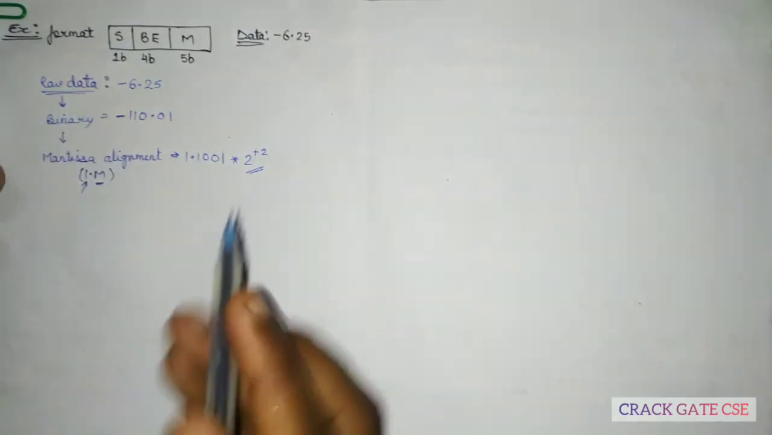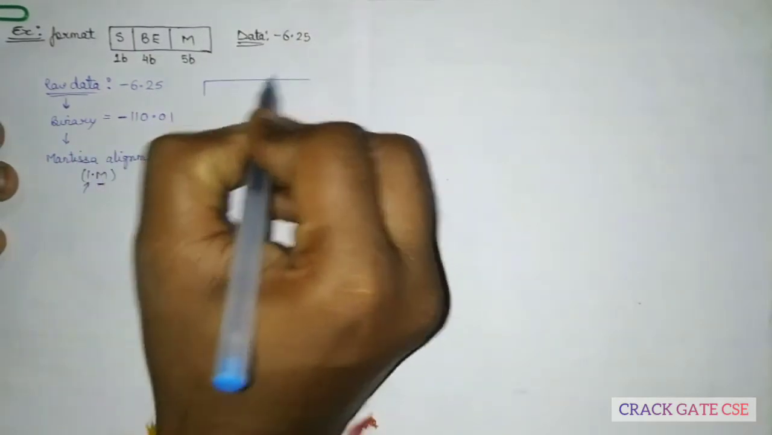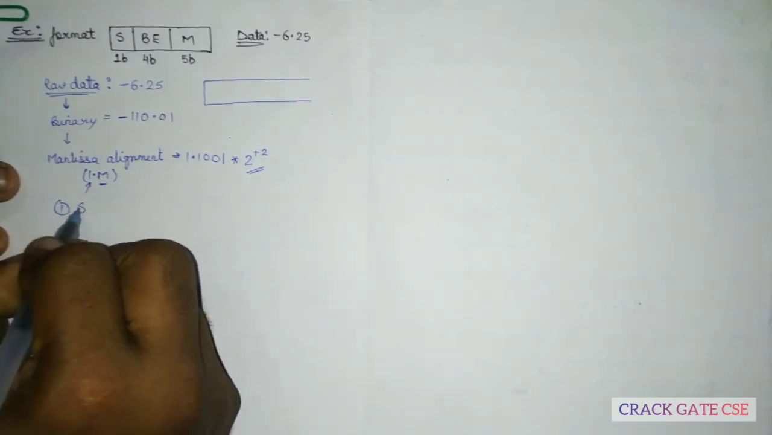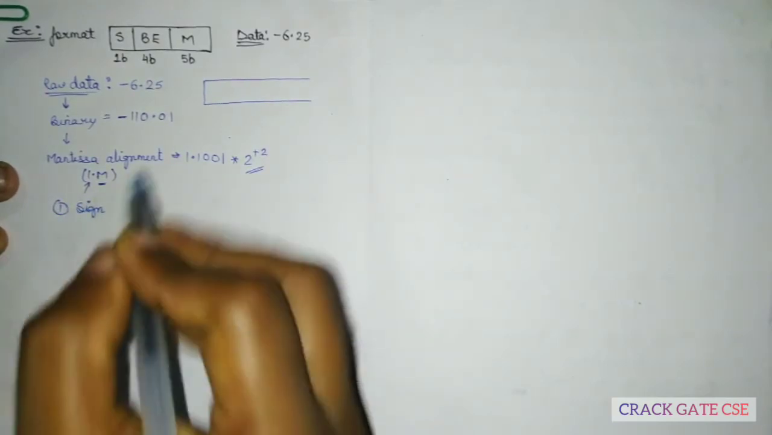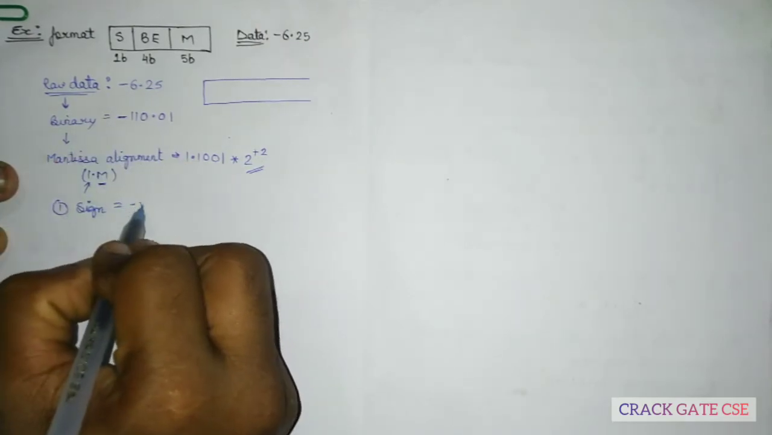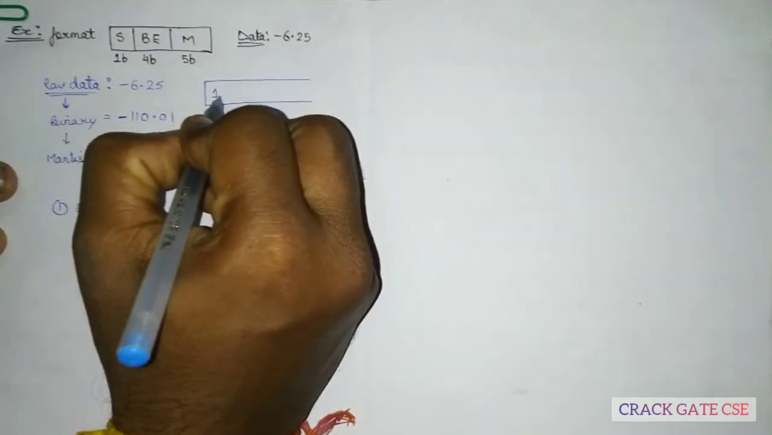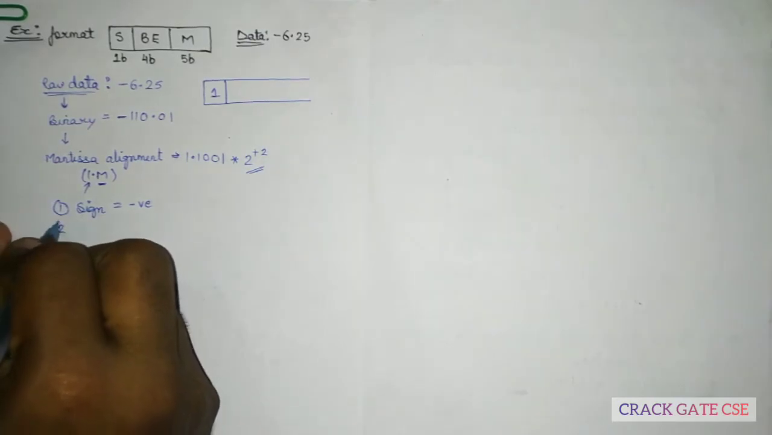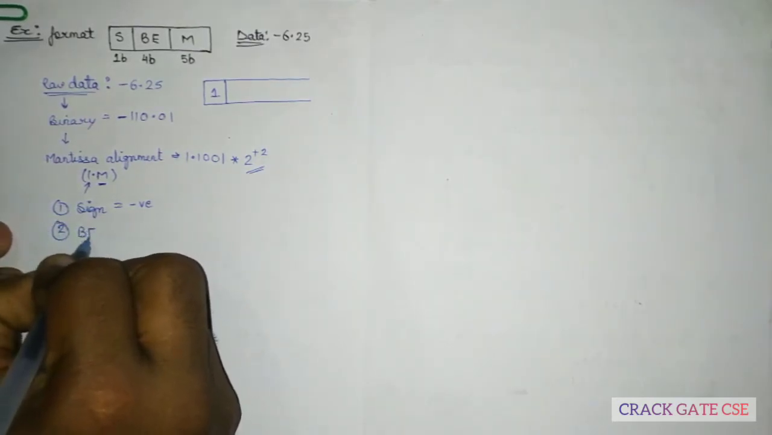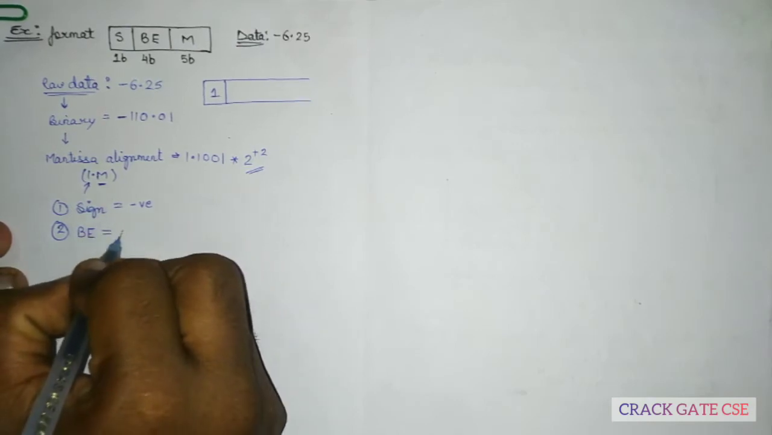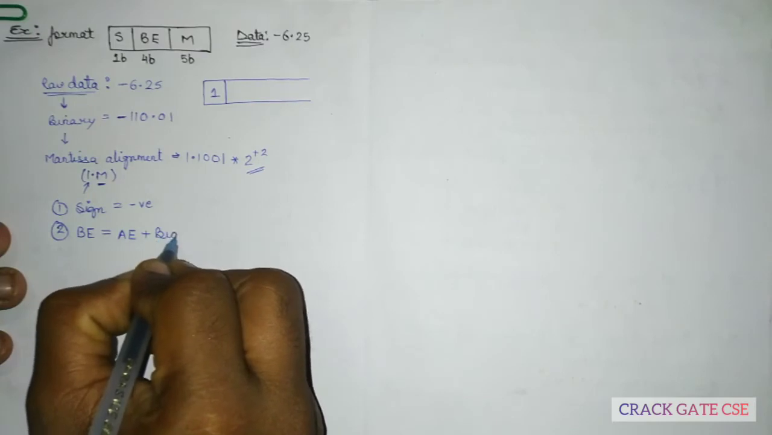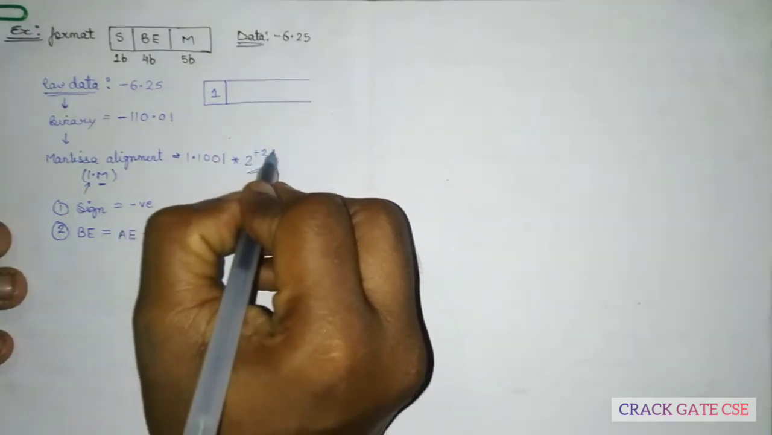So what is the format given? Let me draw the format over here. The first thing you need to take care of is the sign. The sign is negative, and negative means we have to store 1 here. Now this task is done. Next we have to move on to the biased exponent. As I already explained, the biased exponent is equal to the actual exponent plus the bias value. The actual exponent here is plus 2.